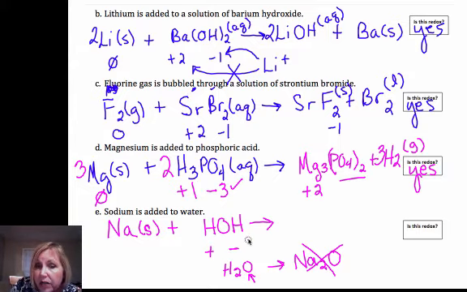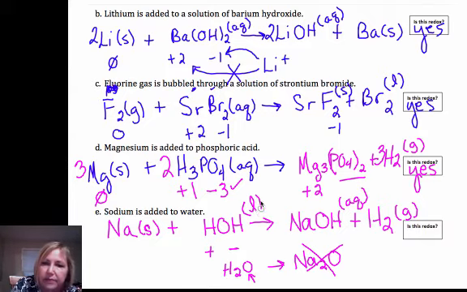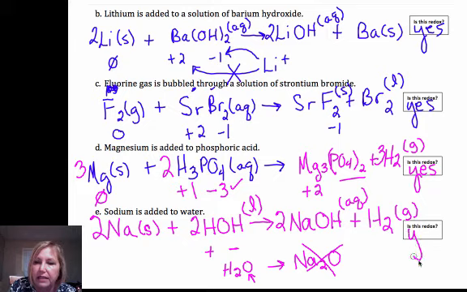But if we write water this way, hopefully you see that the sodium's going to go with the hydroxide, and that leaves hydrogen all by itself. Gas, aqueous, pure liquid. Okay? And we do have to balance that. I need a 2 here, a 2 here, and a 2 there. And that's balanced, and it is a redox.